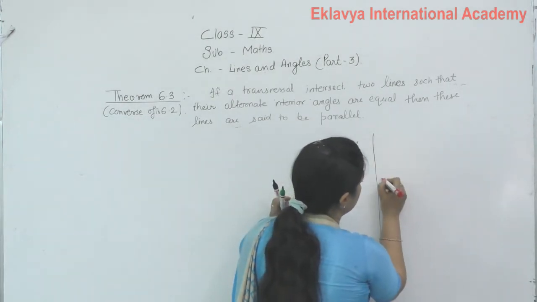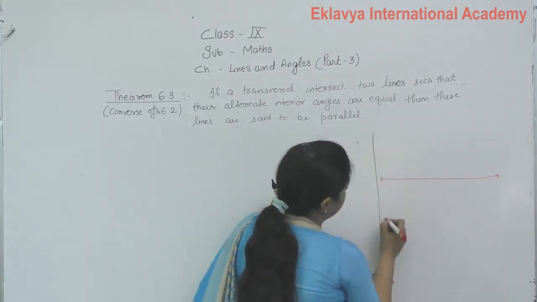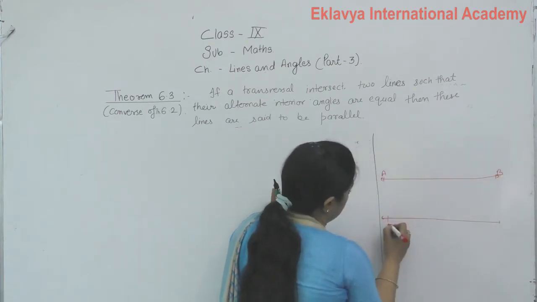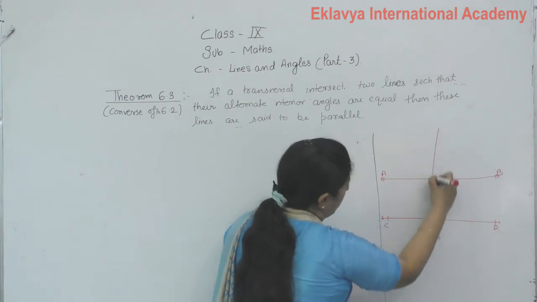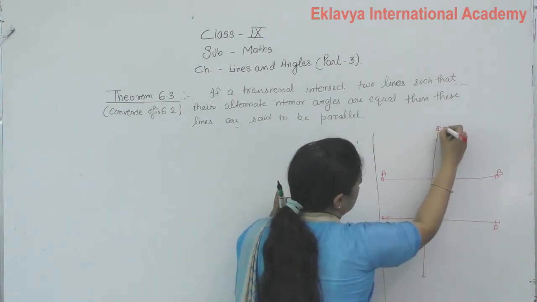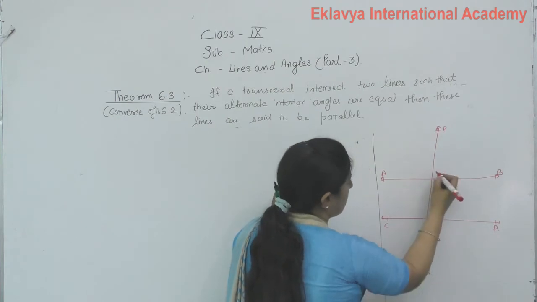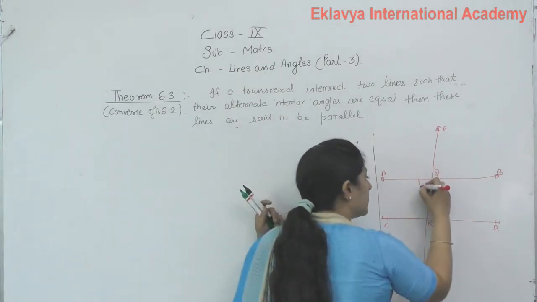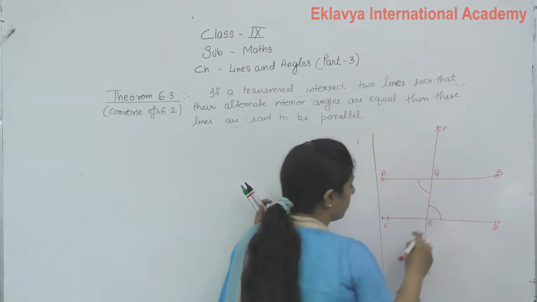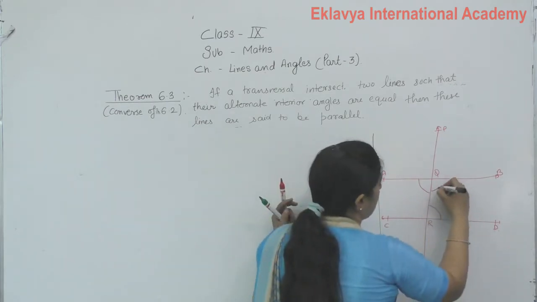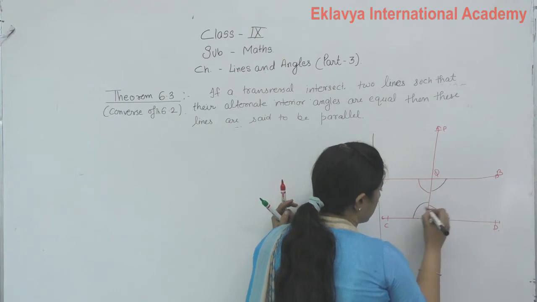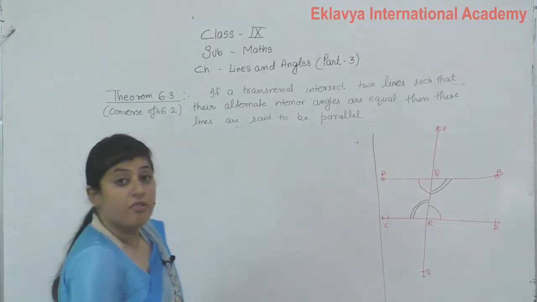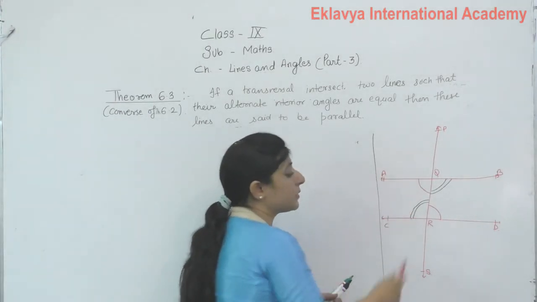See the figure. We take two lines AB, CD, and one transversal PS intersecting at Q and R. Now it is given to you that this angle is equal to this one and this angle is equal to this one. We have to prove that AB is parallel to CD.